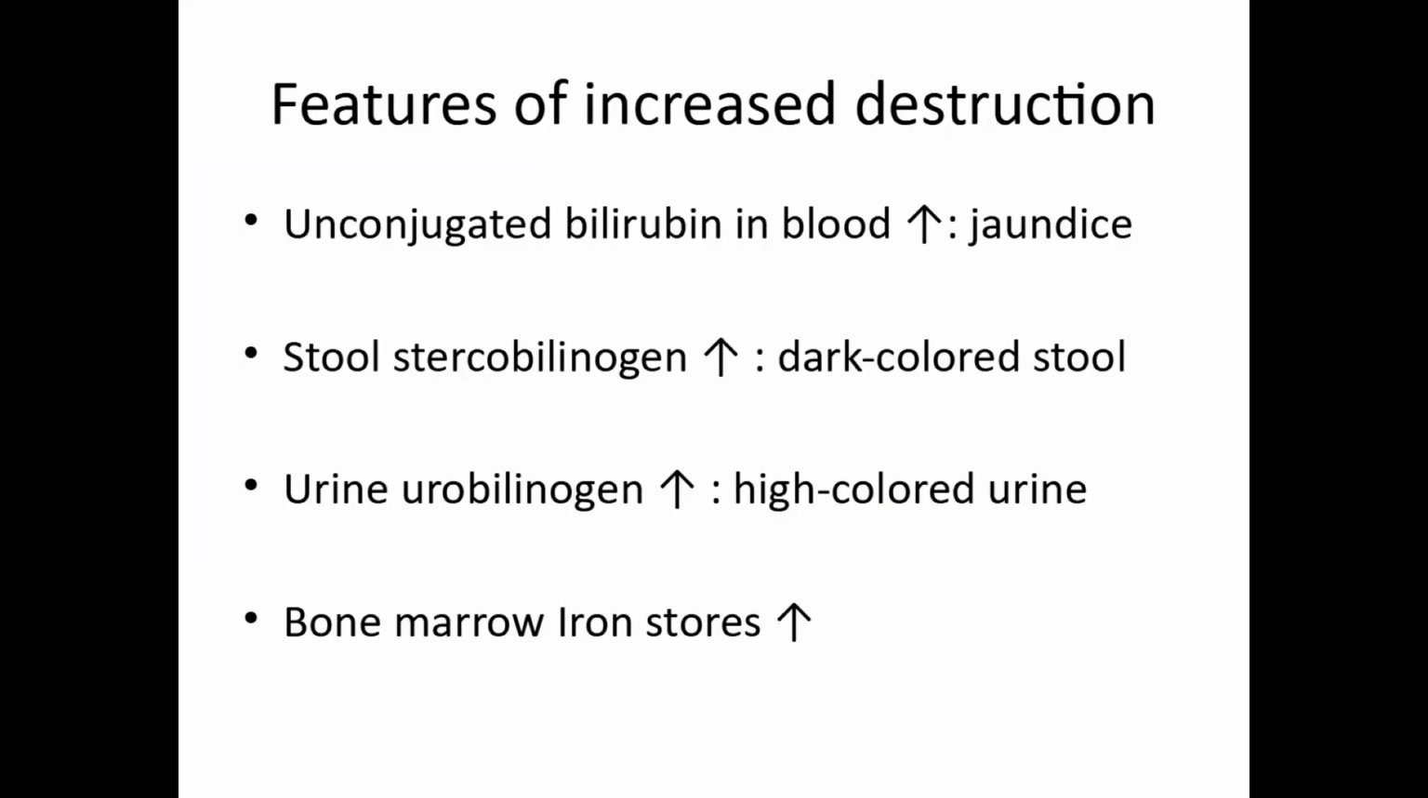Using the basics we saw in the previous slides, let us now list out the features of increased destruction of RBCs. First one is unconjugated bilirubin in blood is increased. It is moderately increased in cases of extravascular hemolysis, while it is mildly increased in cases of intravascular hemolysis. This gives rise to jaundice or yellowish discoloration of sclera and skin. Next is stool stercobilinogen is increased, giving dark colored stools. Urine urobilinogen is increased, giving high colored urine. And bone marrow iron stores are increased as RBCs are being destroyed at a rapid pace.